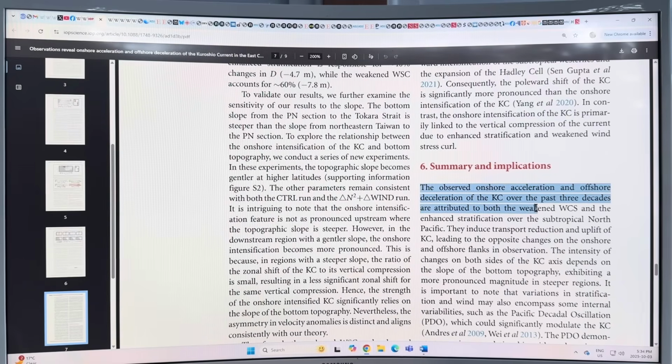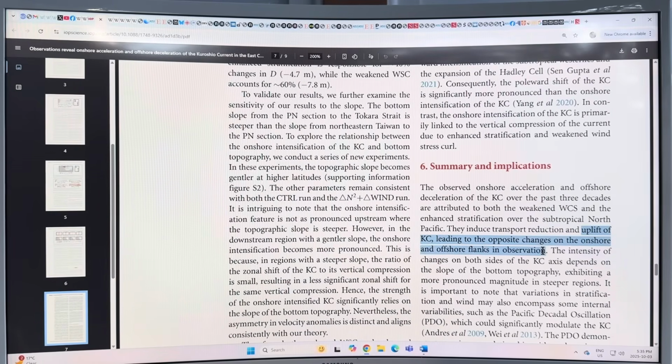So the conclusions are the observed onshore acceleration and offshore deceleration of the Kuroshio Current over the past 30 years. It's attributed to both the weakened wind stress curl, and there's also more stratification over the subtropical North Pacific, right? Because of warming, warmer water tends to get more stratification. So this induces transport reduction, less current flow, uplifting of the Kuroshio Current over the continental shelves a bit, so it's increasing in strength there, and it's weakening.